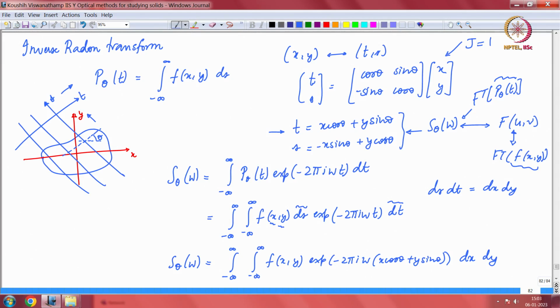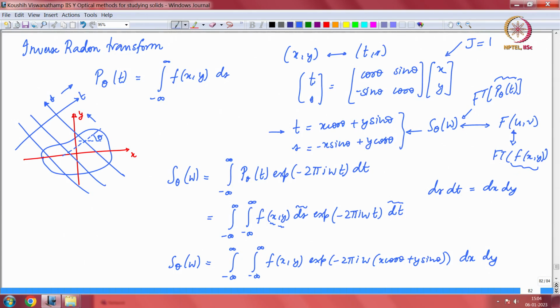So, we said that if you take a 1D Fourier transform of p, that is shown over here, then you get this function called s theta of w. W is a spatial frequency because t is a spatial variable in this axis, and this s theta of w is a 1D Fourier transform of p theta of t, and the s theta of w we said was related to the 2D Fourier transform of f of x y, right. And we worked out this relation precisely.